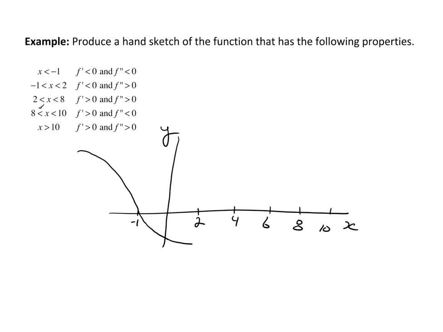Now at 2, between 2 and 8, the first derivative switches and becomes positive, and the second derivative continues to be positive. So if it's continuing to be positive, that means I'm still concave up. And I've switched from negative to positive on the first derivative, so I have a local min. And that is between 2 and 8. So I'm coming back up.